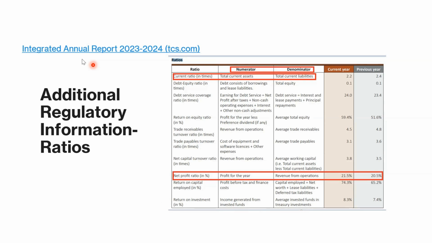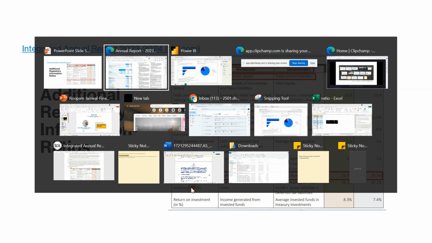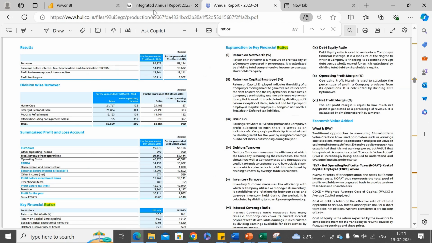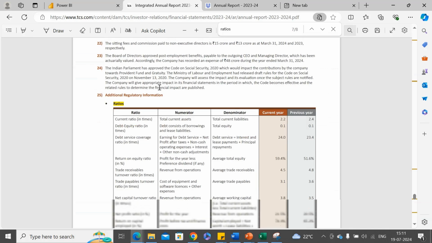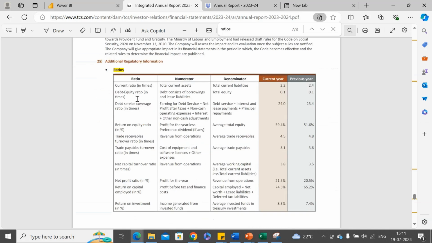The example we have taken is from the TCS annual report, which you can see here. They have published the data for two years, such as the current ratio and the net profit ratio. Coming back here, I'm just taking you to the TCS website to see how these ratios have been published. When you come here, you can see these reports on the TCS website. This is how it has been published.